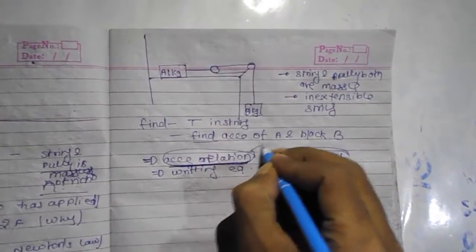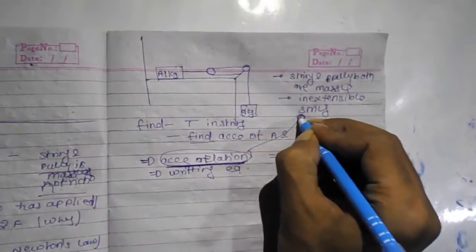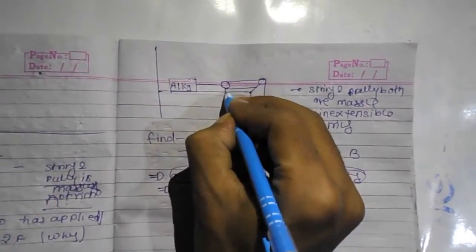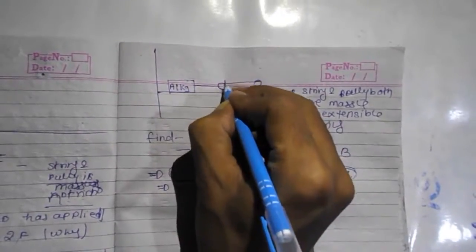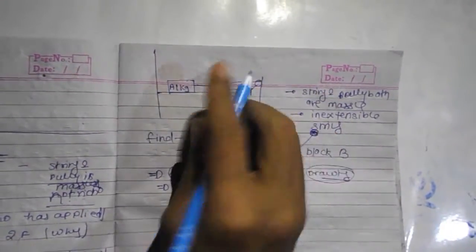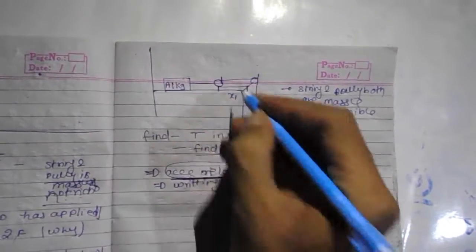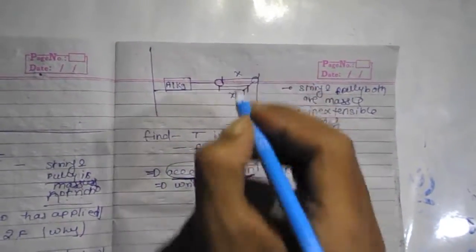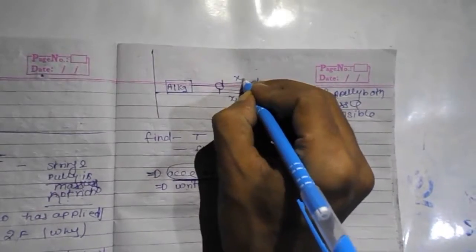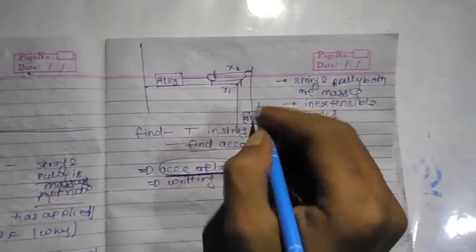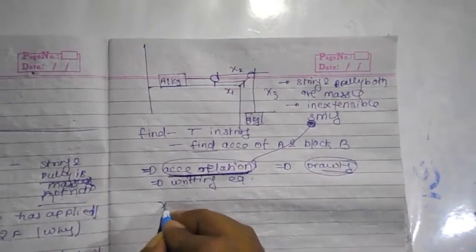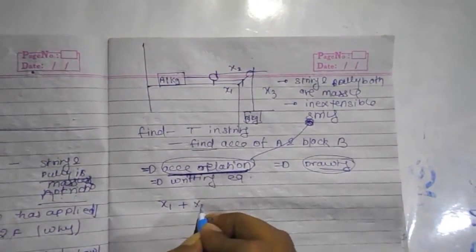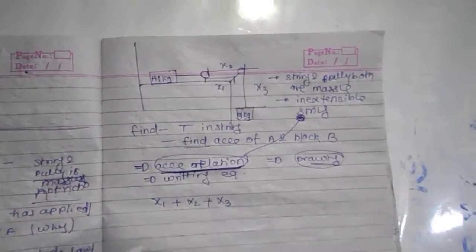The length of my string is not going to change. Okay guys, let's suppose from here to here this length is x1, and here to here this would be nearly x1. Let's say this is x2, and here to here this is x3. So what is the length? x1 plus x2 plus x3.